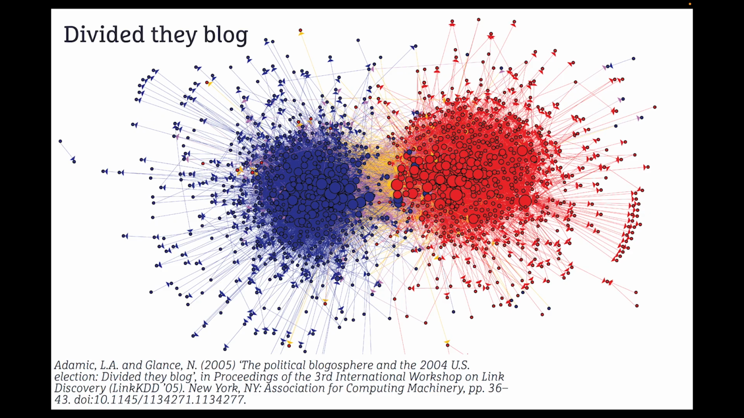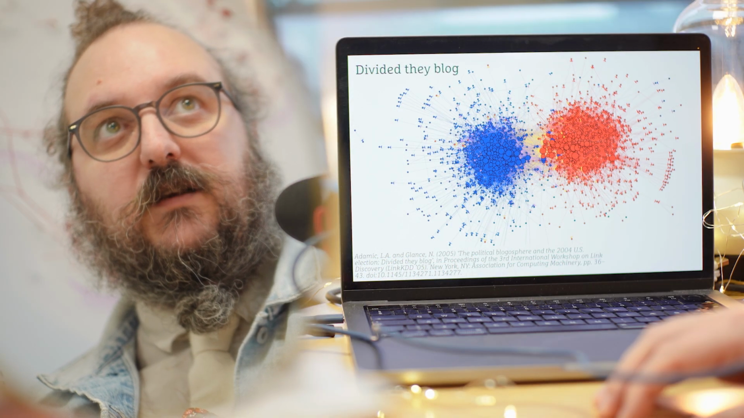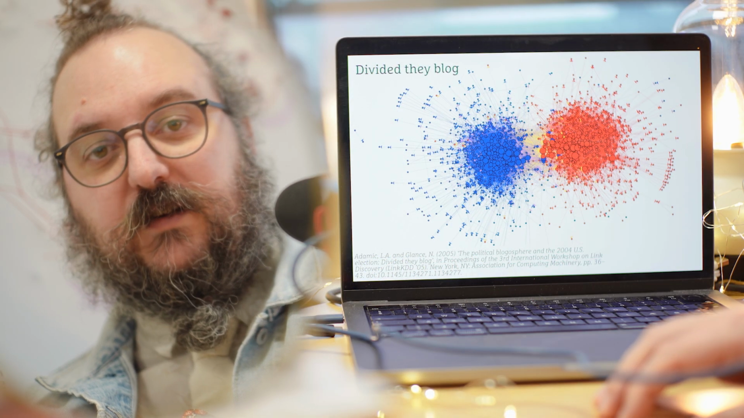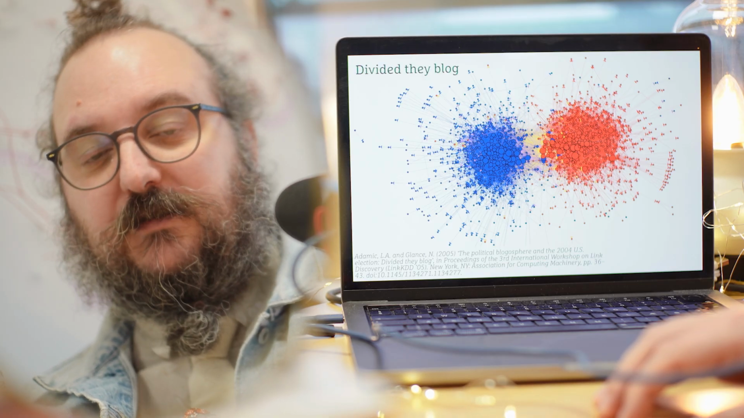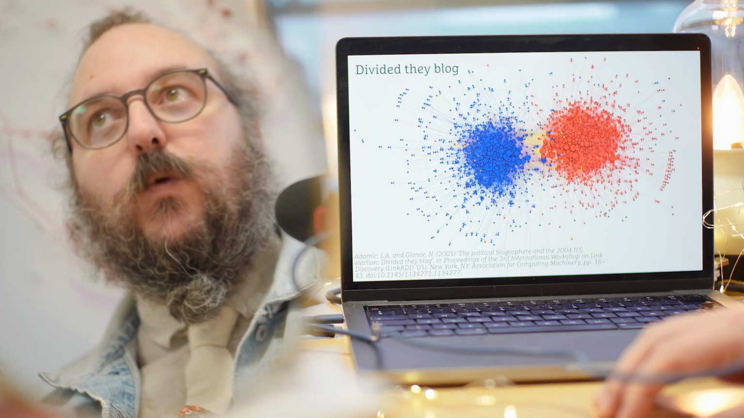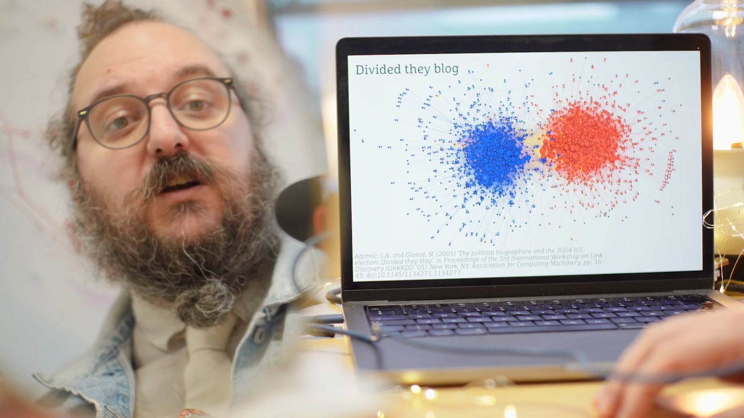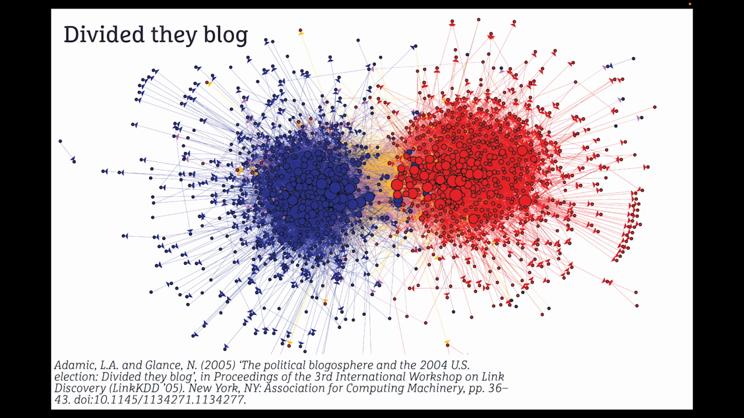Adamic and Glance harvested these links in the blogrolls, and they assembled the network of political blogs, self-disclosed as liberal in blue or conservative in red. They used a force-driven algorithm to place the nodes in the picture so that when two nodes are connected, they tend to be closer. And what we see is two blobs of dots, of circles. The blue are the liberals and the red are the conservatives. The blue are on the left and the red are on the right.